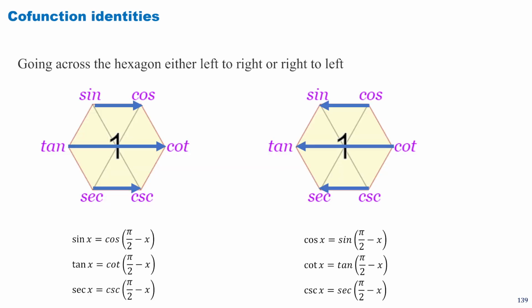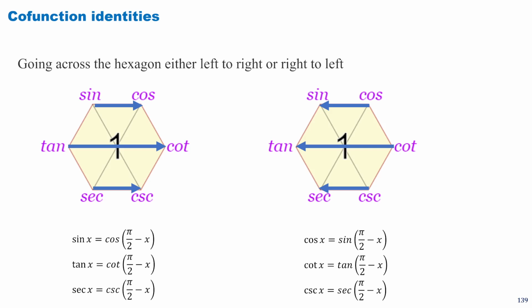Alright, next, cofunction identities. If we go across the hexagon either left to right or the other way, then we'll have the following cofunction identities. For example, sine x equals cosine half pi minus x, tangent x equals cotangent half pi minus x, and then secant x equals cosecant half pi minus x.